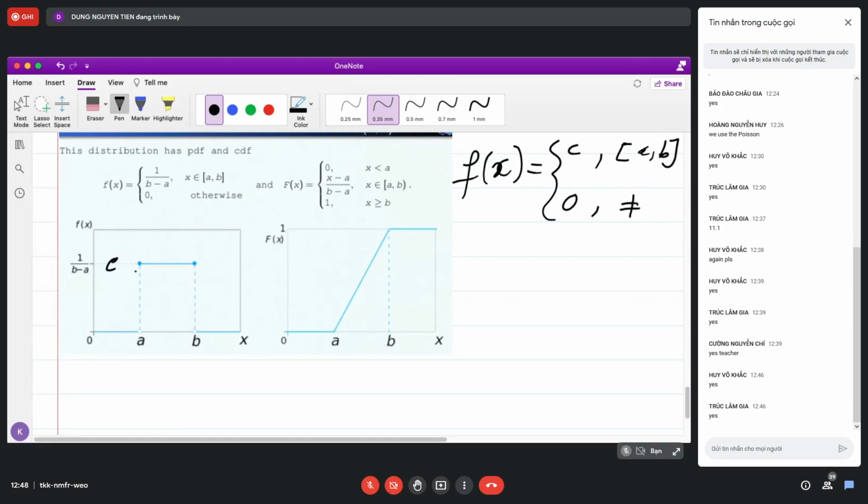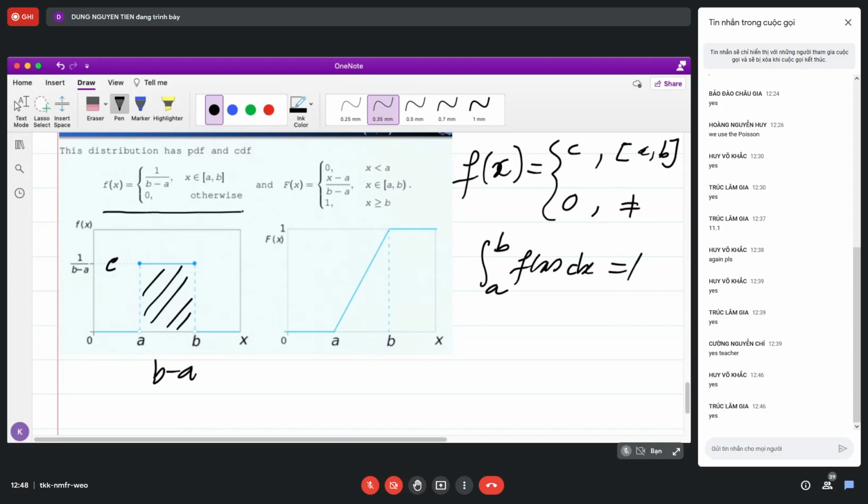How can we do that? Well, the area of this rectangle is 1. We knew that, right? Because the integral from a to b of the function f(x) dx equals 1. The length of one side is b minus a. Therefore, the length of the other one should be the reciprocal of b minus a to guarantee that the area is 1. So c is 1 over b minus a. That's why you come up with this function, okay?